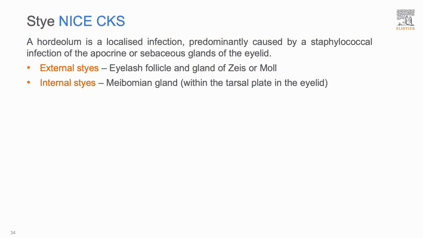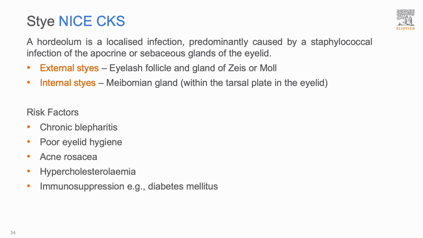A hordeolum, commonly known as a stye, is a localized infection of the eyelid, most often caused by Staphylococcus bacteria. There are 2 types of styes. External styes occur at the base of the eyelash follicle and involve infection of the glands of Zeis or Moll. In contrast, internal styes develop within the tarsal plate of the eyelid, affecting the meibomian glands.